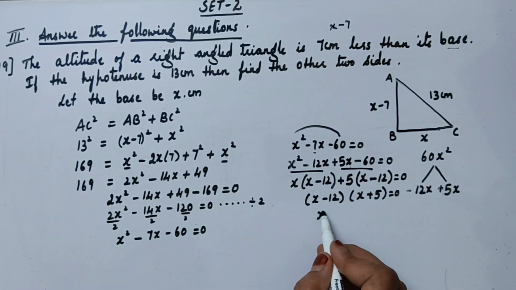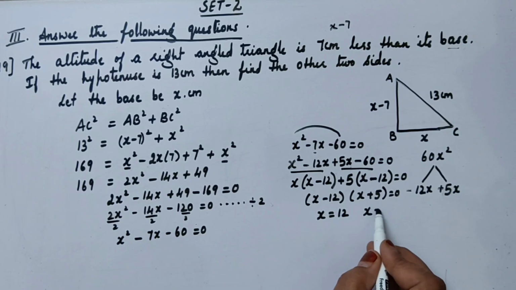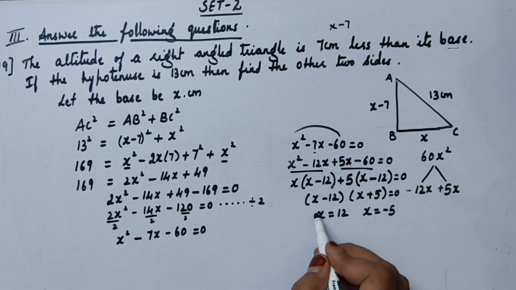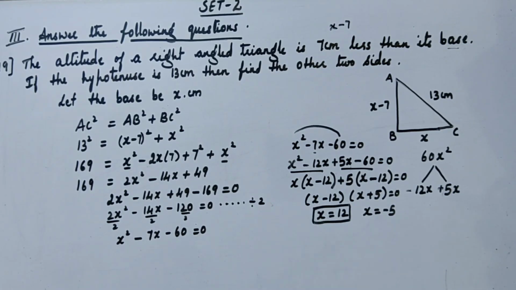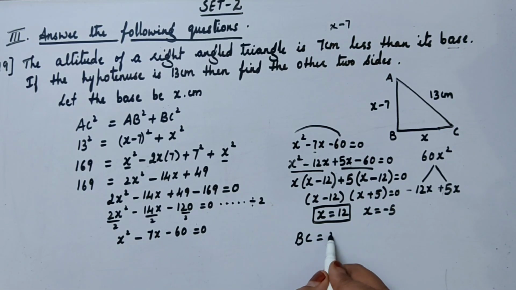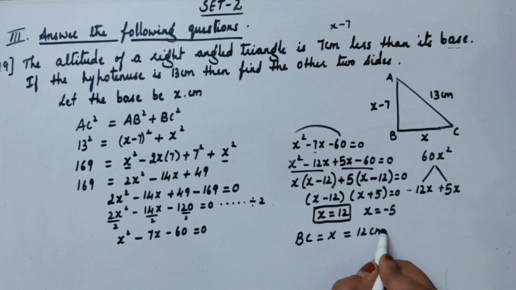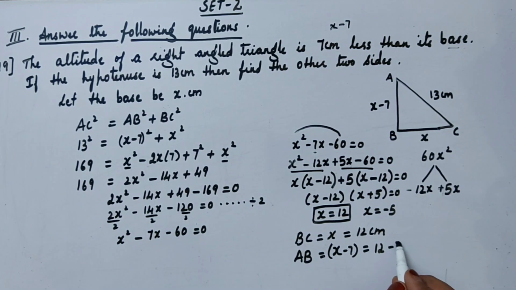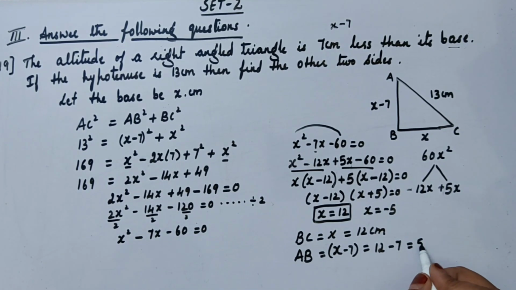Right? So x equals 12, and here x equals minus 5. Always sides are calculated as positive. So x equals 12 centimeters because this is positive. So let me write here BC equals x, which equals 12 centimeters. Now similarly AB equals x minus 7. The x value is 12. 12 minus 7, if we subtract, I am going to get 5 centimeters. Hope this is clear to you all.